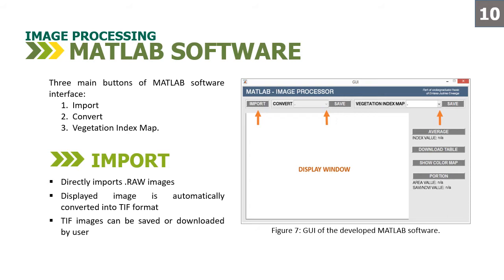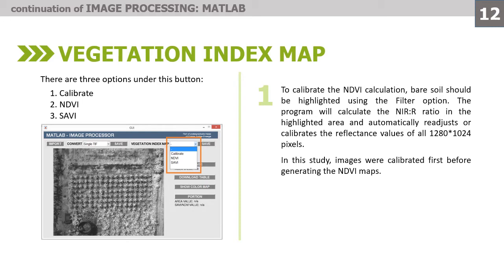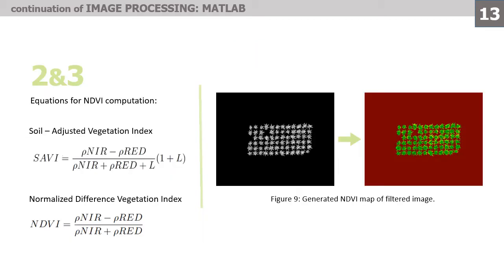A MATLAB interface was developed to analyze the images. The raw images were first imported and saved as TIFF images. The images were then filtered to separate the banana plants from the background. The images were then calibrated by highlighting the bare soil, and the calculated values were adjusted so that 0 NDVI refers to soil. The NDVI was calculated by dividing the difference of the NIR and red bands by the sum of the NIR and red bands.